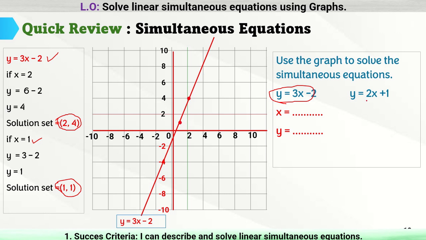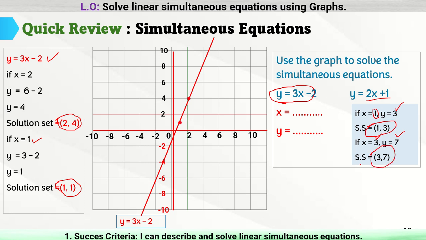Now you have to do the same for this one. Pause the video, try some values of x to find out y. Now if you can see, if we put x equals 1 in this equation, 2 times 1 is 2, plus 1 is 3, y will be 3. If we put x equals 3, 2 times 3 is 6, plus 1 is 7, so y will be 7. So this is my first solution set and this is my second solution set.